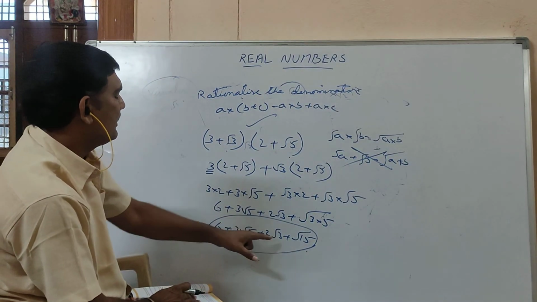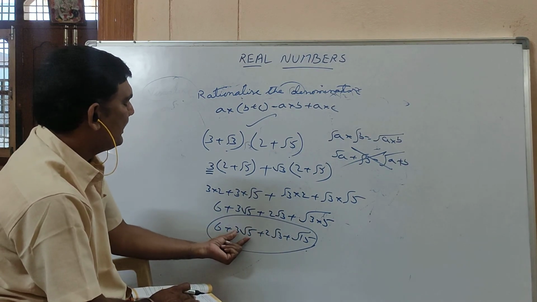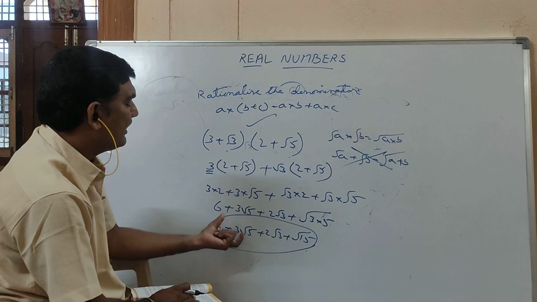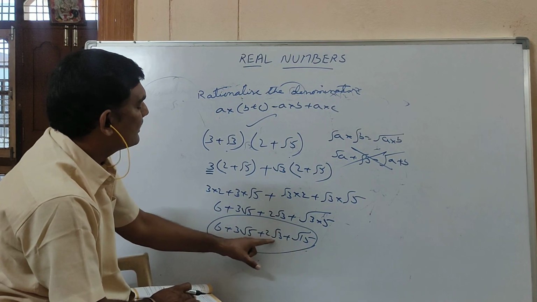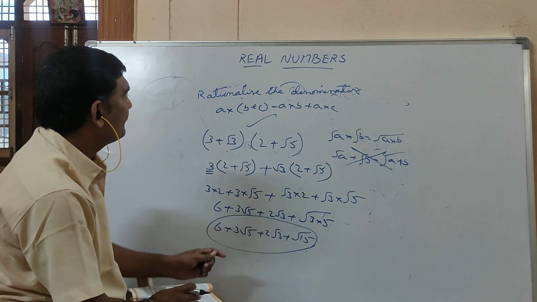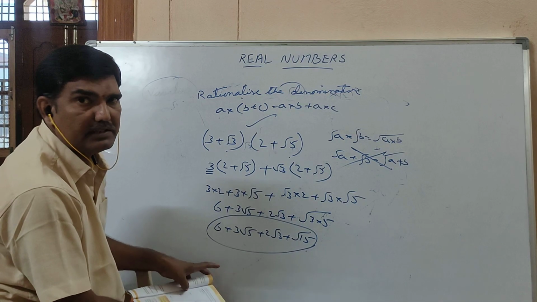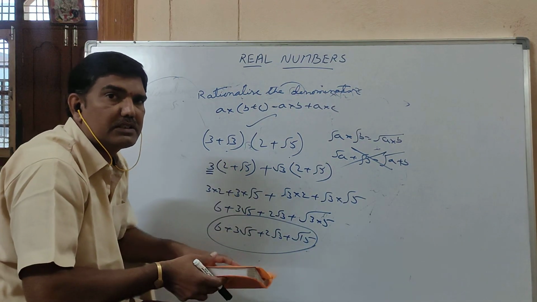3 root 5 and 2 root 3, we can't add. 6 plus 3, you can't add. 3 root 5 is a third kind of term, 6 is a rational number, we can't add them. It is another third kind. Okay. So, like these multiplications, learn for next class. If any doubts are there, just WhatsApp me.